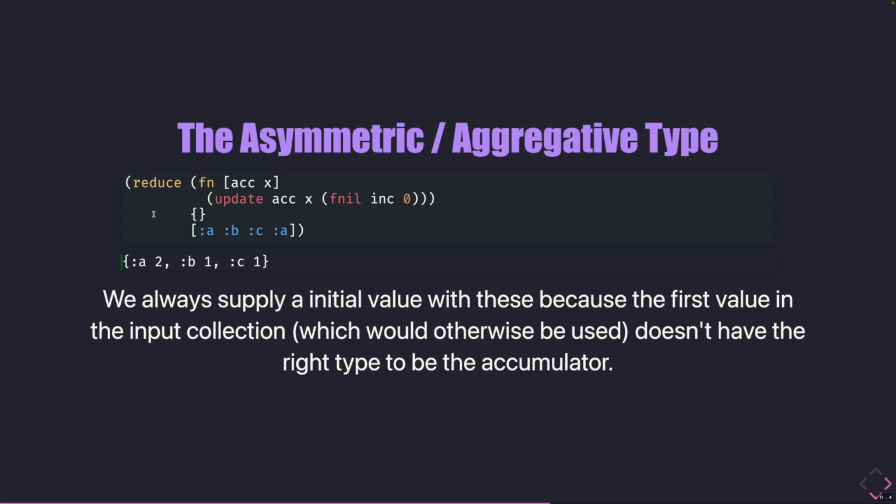When we do these asymmetric types, we always supply an initial value. And the reason is that the first value in the input collection is not the right type of the output, right? So we said, okay, there's an accumulator and there's an x. Well, these are all x types, so to speak. So they're not suitable for the initial value here. So we need to provide this initial value that will be called as the accumulator the first time. Probably this is all simple recap for you.